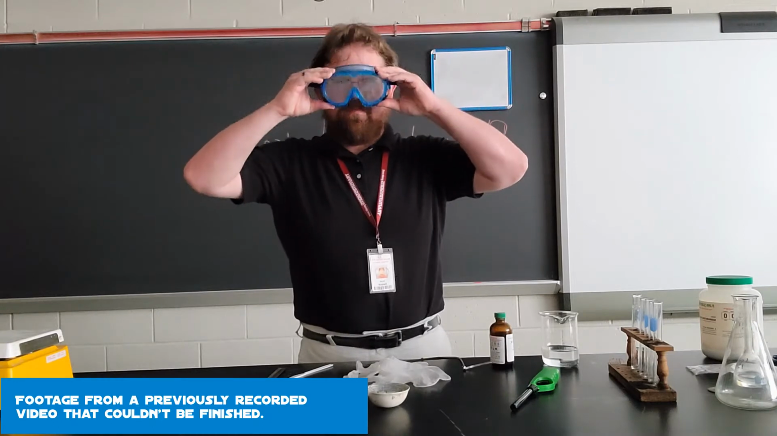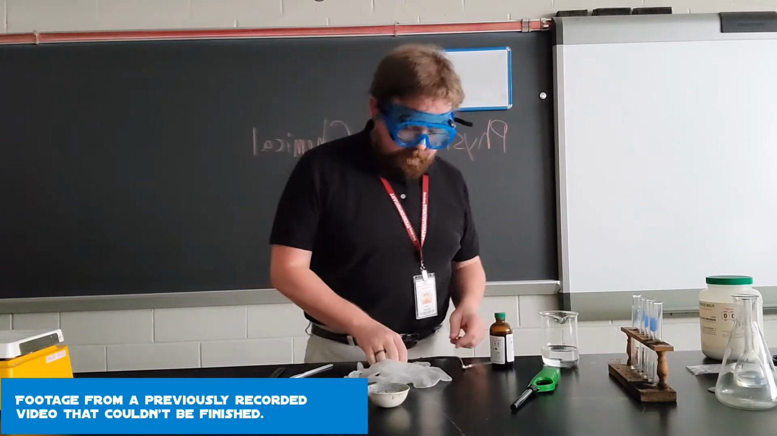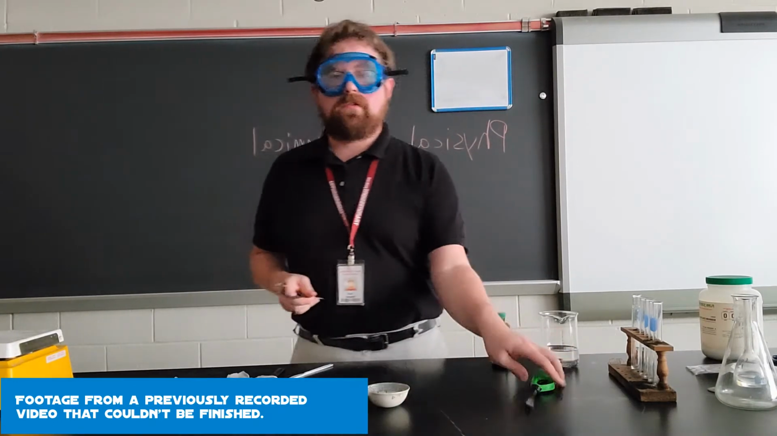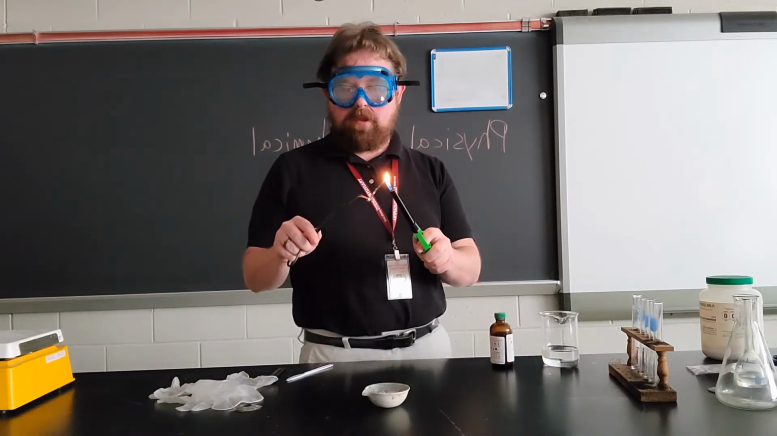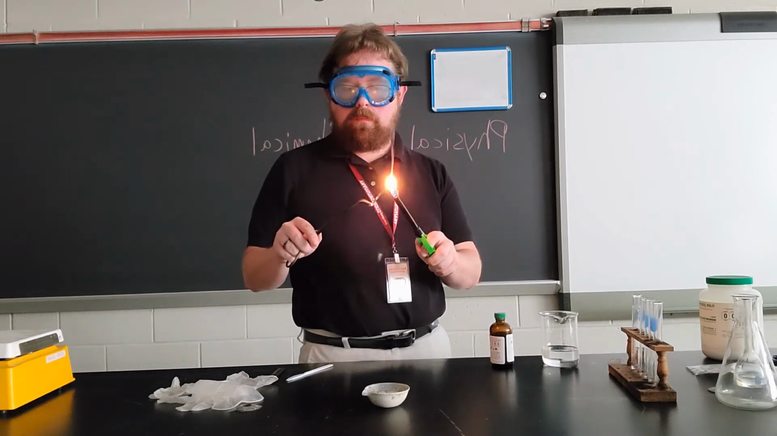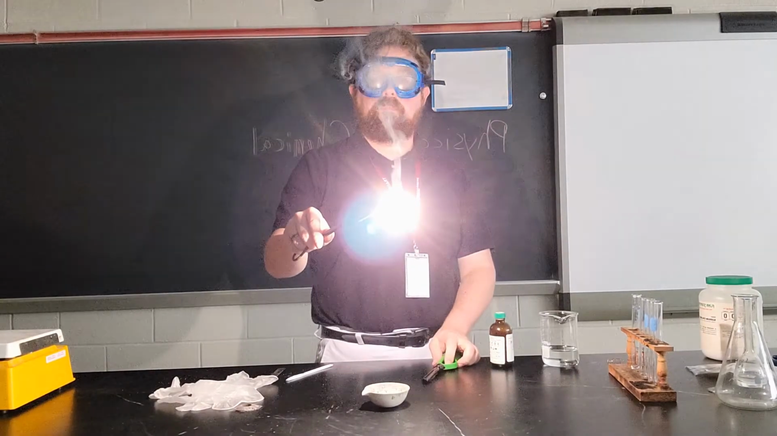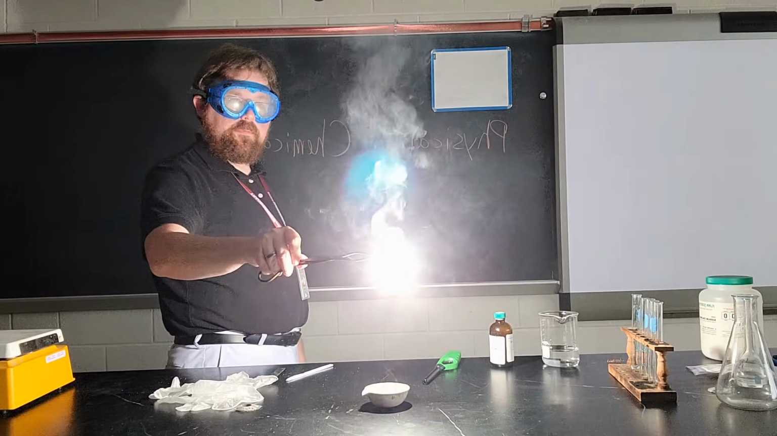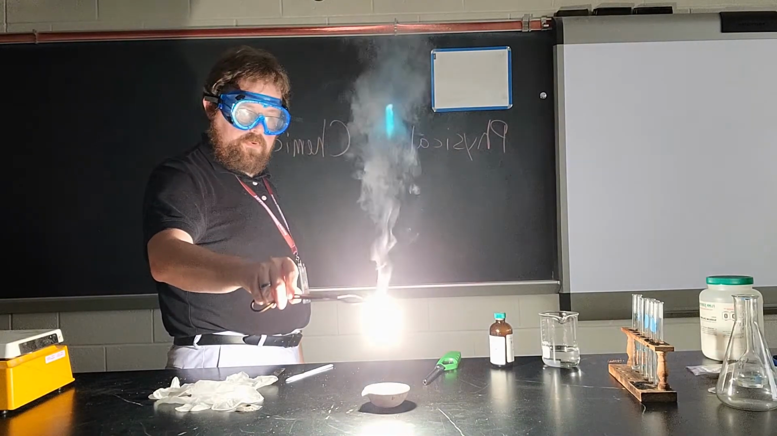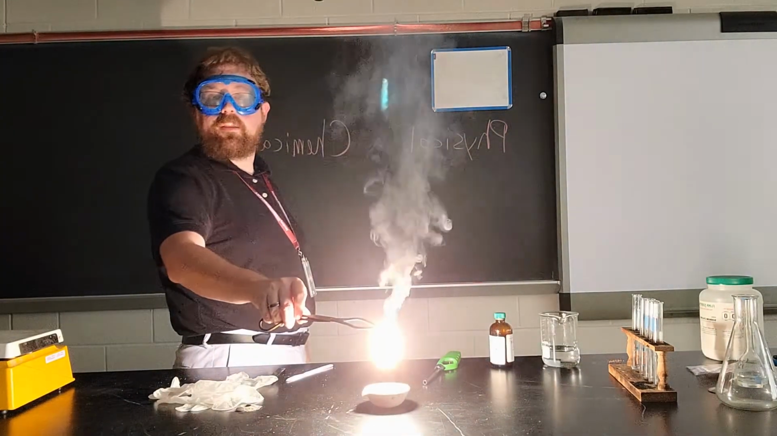Safety first. So, we're going to take this strip of magnesium and burn it to show you that its chemical property is that it burns with a bright white flame. And there you go, look at that. Burning with that nice bright white flame. Don't look directly at it if you're doing this.